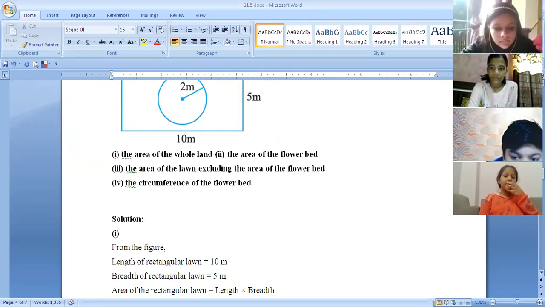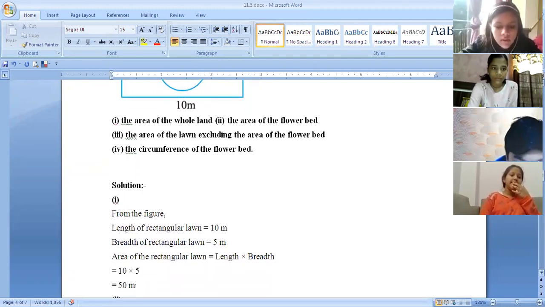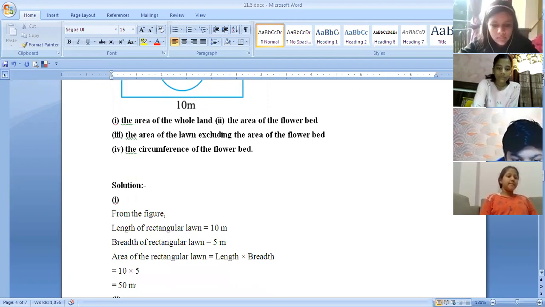Yes, Vedika, your answer is right. That is 50 meters square. Absolutely correct. 10 into 5, we are going to multiply length into breadth. That is 50 meters square.